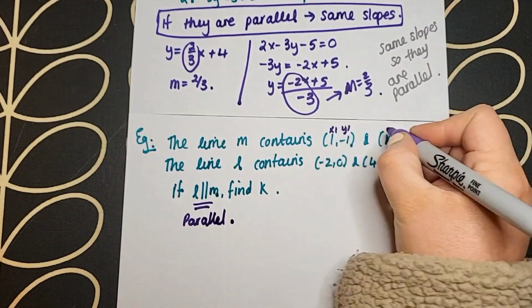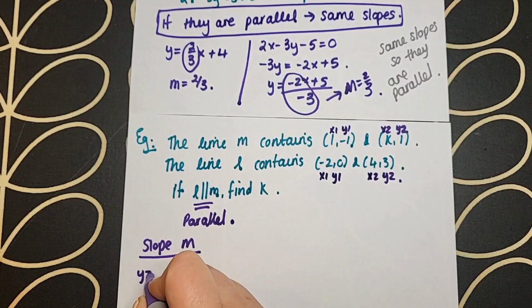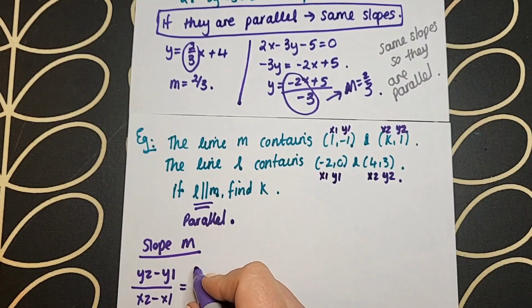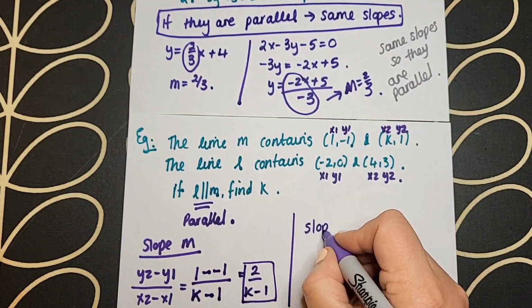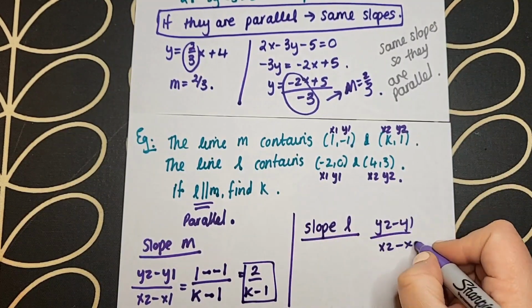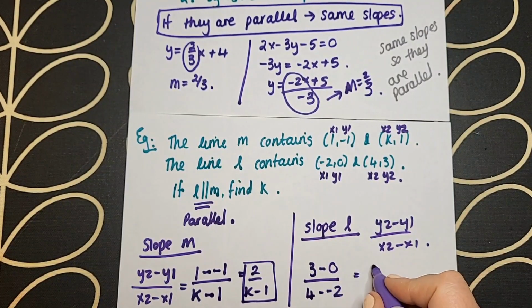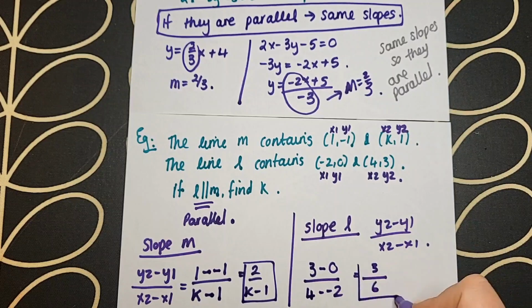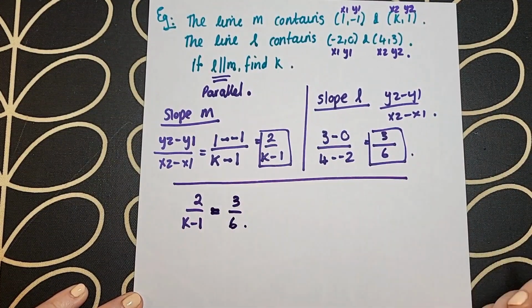So again, if they're parallel, they have the same slope, so we get the slope of the line M, which does involve a K, but again, we work with it. And we go ahead and we find the slope of L. Again, we label all our points and we sub them in carefully and accurately. And we get a value of 2 over k minus 1 for the slope of M and 3 over 6 for the slope of L.